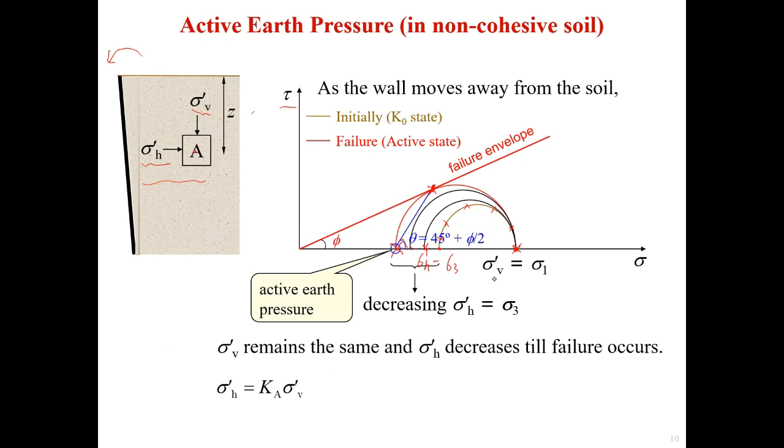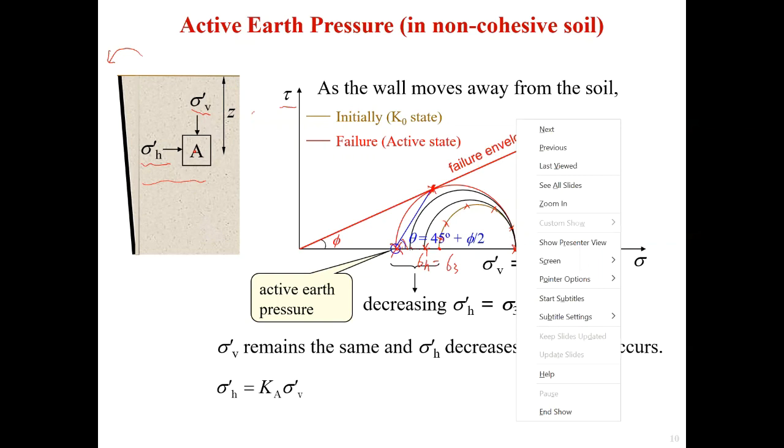So don't need to panic about this whole process, but hopefully you can roughly understand at which point we are able to calculate the lateral active pressure, according to the Mohr's circle and also the Coulomb failure envelope. So the same way, that's a constant.